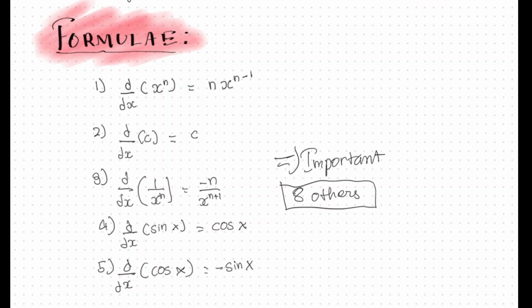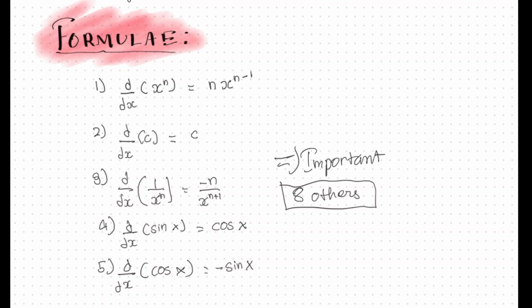So it will become 3 into x square. The second one is d by dx of a constant. Here c means constant. So this d by dx will be ignored and we'll just take out the constant. The answer will be the constant. Then the third formula is d by dx of 1 by x power n. This is just a modification of the first formula, but it's a little hard to derive, so we're just going to give it as another formula. So the answer would be minus n by x power n plus 1.